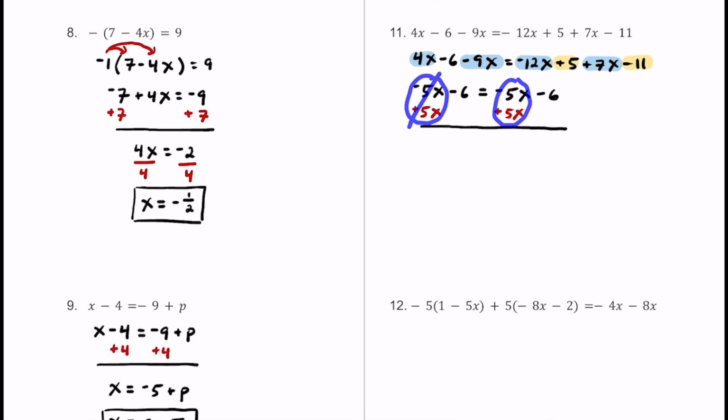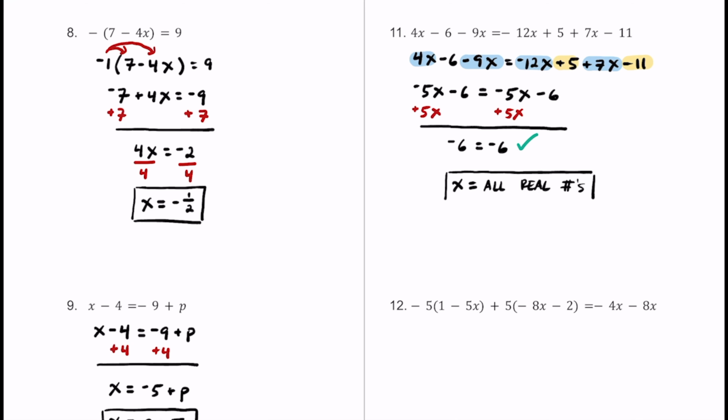So this will become 0, this will become 0, and you're going to be left with this statement of -6 equals -6, right? Now, if this is a true statement, that means that any number will make this equation work. So you can say that x will equal all real numbers, and write all real numbers. Okay, so this one has an infinite number of solutions.